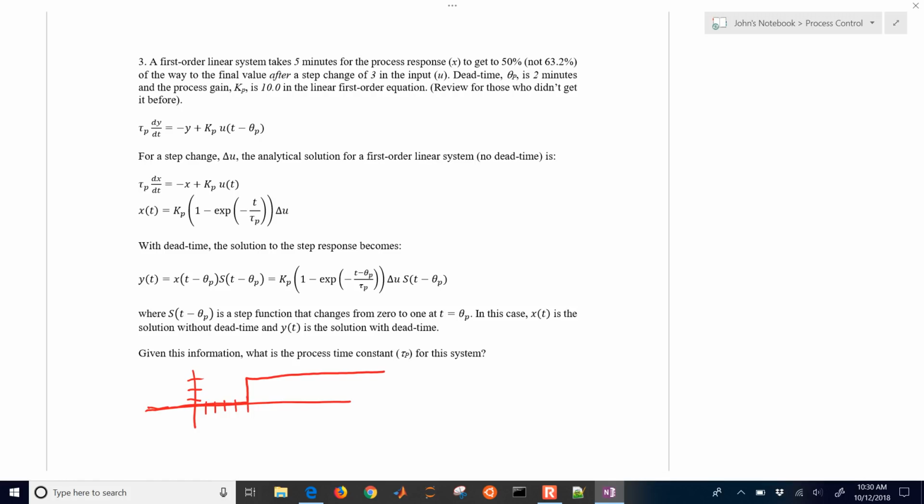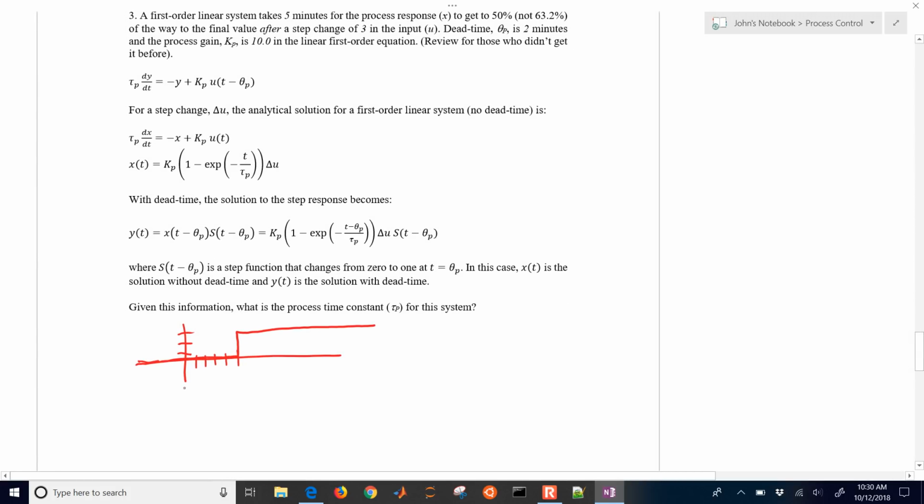And then the information on the response is given here. I'll write out 1, 2, 3, 4, 5. And then we expect nothing to happen for 2 seconds. And then 3 seconds later, it's going to get halfway there.